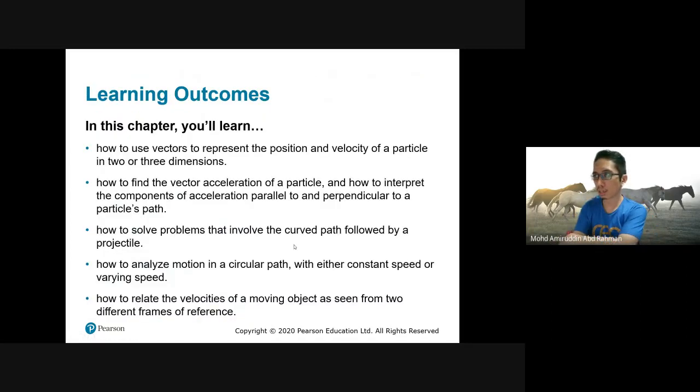Okay, so this is the learning outcome for this chapter. You should learn how to use vectors to find position and velocity, and then to find the vector acceleration. Then, solve problems that involve the curved path followed by a projectile, analyze motion in a circular path, and relate the velocities of a moving object as seen from two different frames of reference.